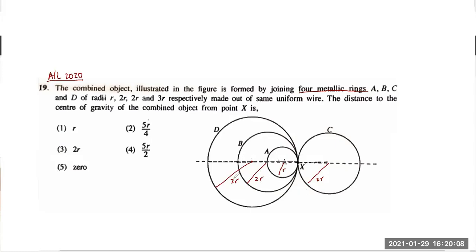That you have to understand. All right, these are the radii they're talking about. The distance to the center of gravity of the combined object from point X, from this point, where will we have the center of gravity? That is the question.